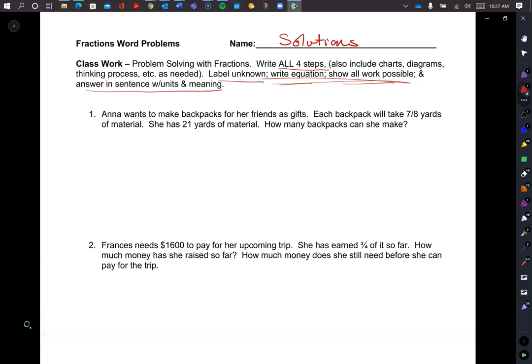Anna wants to make backpacks for her friends as gifts. Each backpack will take 7/8 yards of material. She has 21 yards of material. How many backpacks can she make?